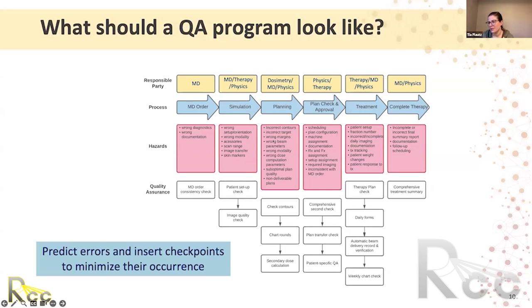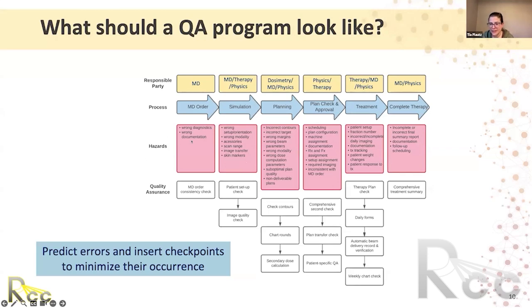So, for example, at simulation, we might have the wrong setup or orientation. We might be planning for the wrong modality. The setup accessories might be inappropriate for the patient. The scan range might not be long enough. You might cut off some of the patient anatomy that you need. Image transfer might not work correctly. The skin markers for your alignment might not be placed correctly. So all of these things and more could go wrong at simulation and could result in an error at some point. So we do that for every point in the process.